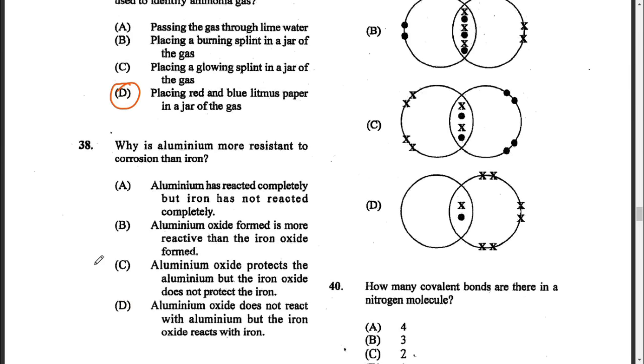38. Why is aluminum more resistant to corrosion than iron? Is it that aluminum has reacted completely but iron has not reacted completely? Or aluminum oxide is more reactive than the iron oxide? C. Aluminum oxide protects the aluminum but the iron oxide does not protect the iron. Or D. Aluminum oxide does not react with aluminum but the iron oxide reacts with iron. And the answer would be C.